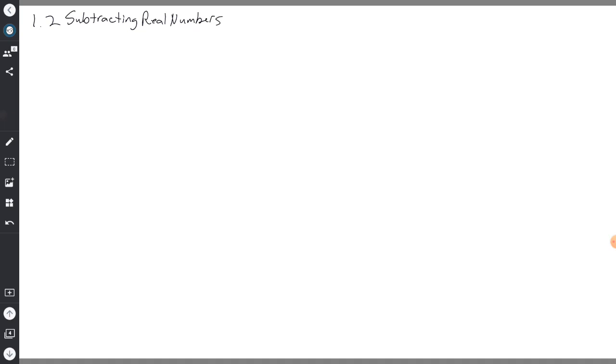1.2, subtracting real numbers. So basically what subtracting real numbers is, is just like we were working with adding numbers with different signs. That's what it is. This is one of the things that it is.